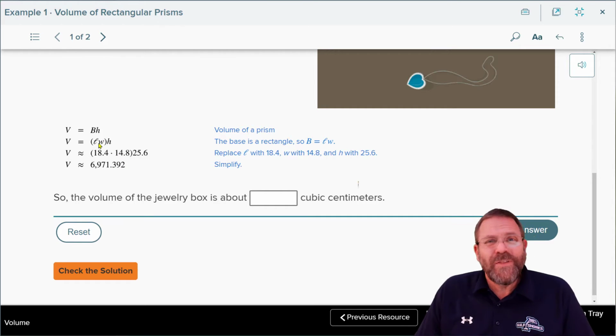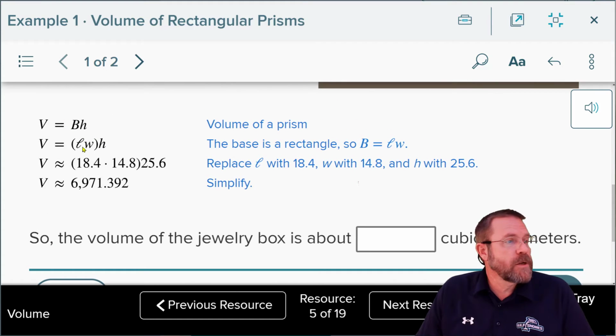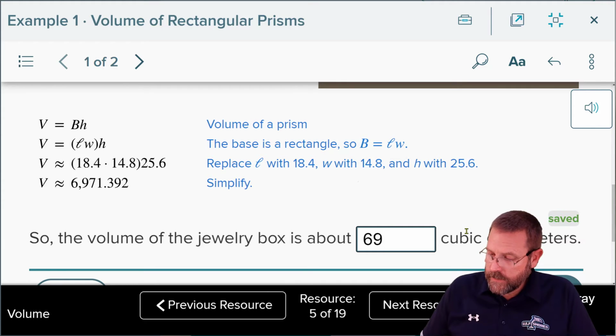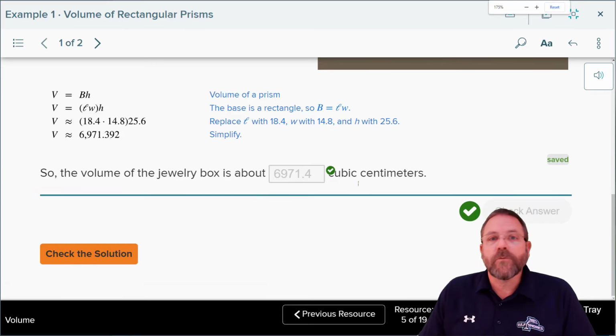They included the base area in their formula right here. They just took base area and threw in a length times width for it. I don't like doing that. I like to make my base area a totally separate part, and then I do my height for the volume to go with that. Either way, makes you happy. You can take and put your 6,971.4 rounded to the nearest hundredths, and that's going to give you a good answer.